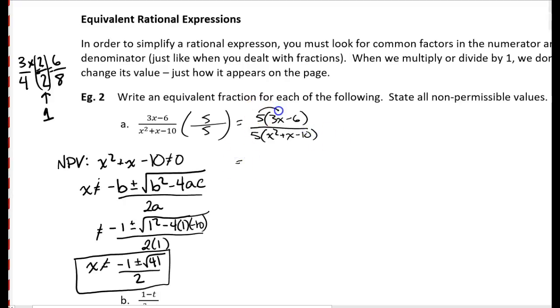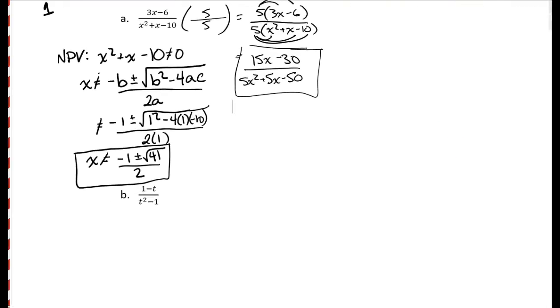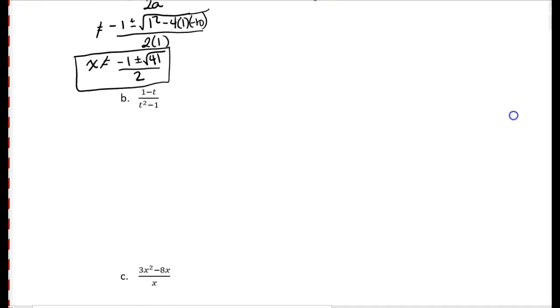We could then expand these, and we're going to get 15x minus 30 all over 5x squared plus 5x minus 50. And that would be my final answer. It's an equivalent rational expression. Now, it's not in its lowest form, so still not super crazy about it, but it is an equivalent expression, and that's just what we're introducing, that idea of equivalent expressions.